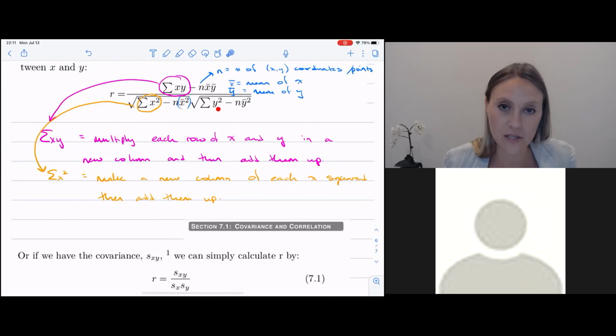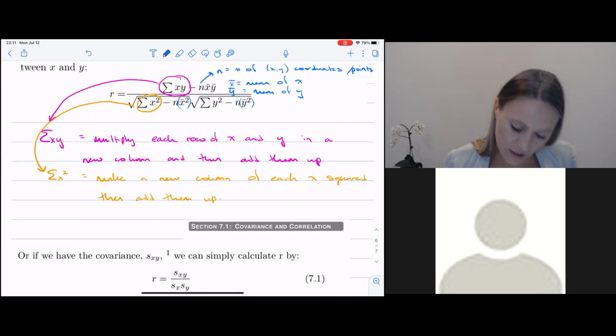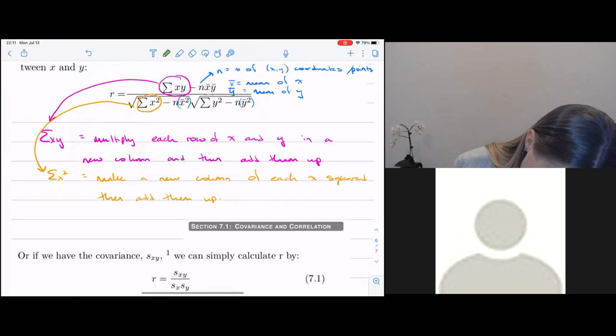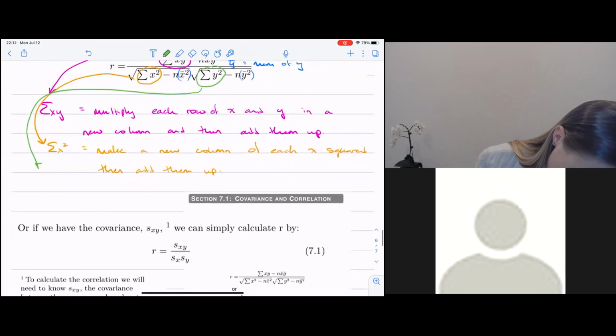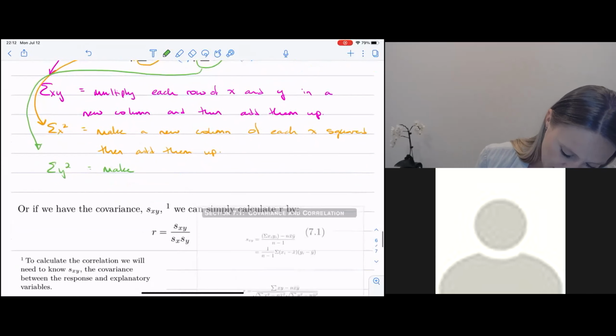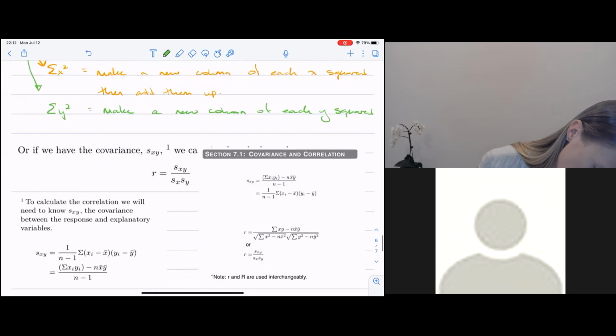Same thing over here, you do the same thing but with the y's, right? And so over here as well, just as a note, it's just y bar squared. And this summation here helps if I don't cross out something. The sum of the y's squared is the same as the sum of the x's squared. We're just going to make a new column of each y squared, then add them up.